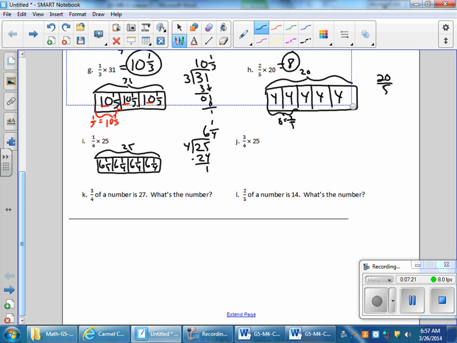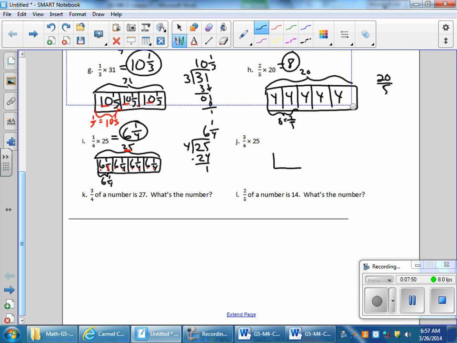The whole numbers: 6, 12, 18, 24, with my fractions 1/4, 2/4, 3/4, 4/4. 24 and 4/4 is my 25. I'm taking one of those parts. One of those parts is 6 and a fourth. 1/4 of 25 is 6 and 1/4.